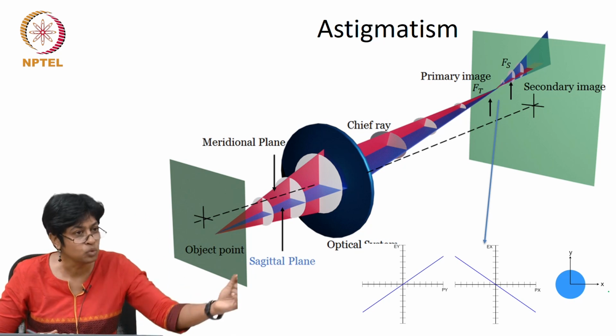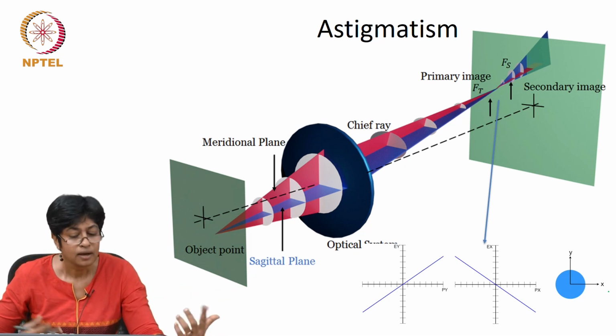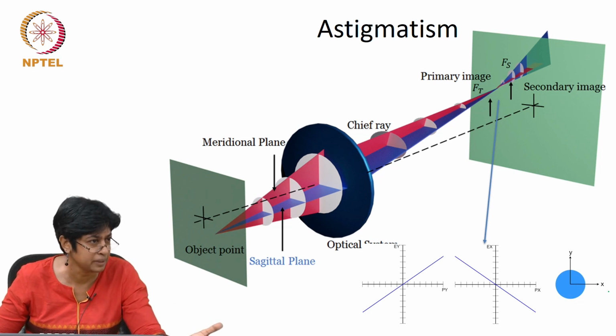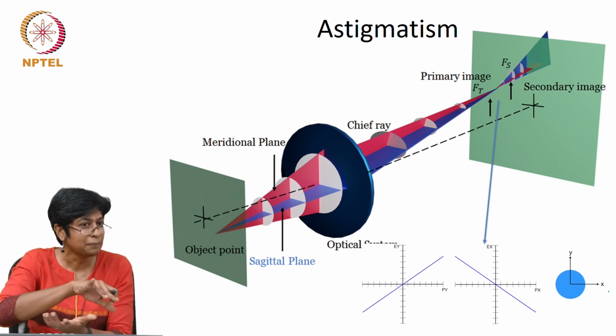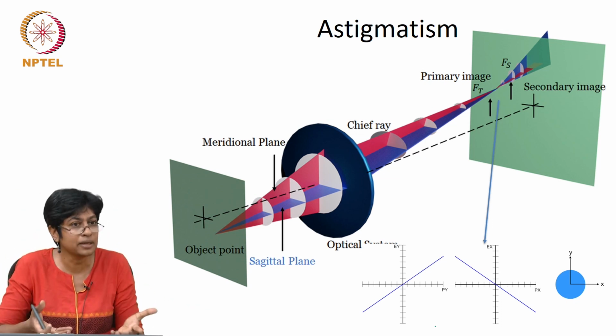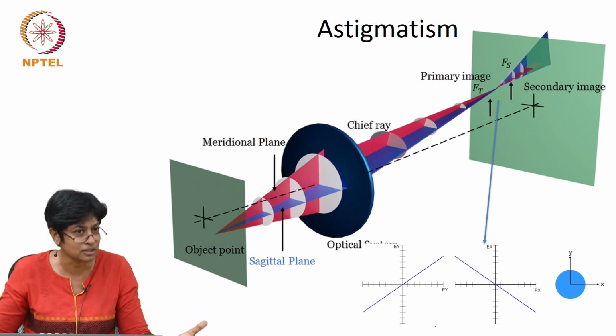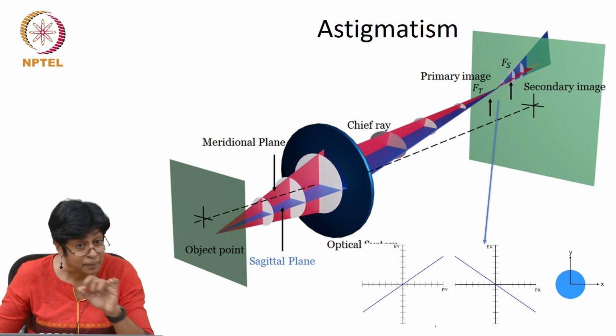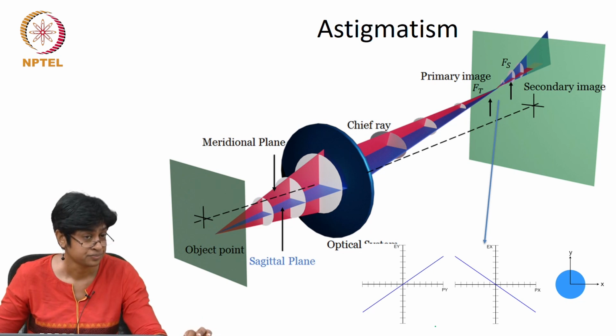The moment I move to an on axis point, I cannot tell the difference between the meridional and sagittal rays. You should be able to see that. I can always rotate my object, and what I'm calling meridional and sagittal, I can interchange that, right? So for an on axis point, if my lens is symmetric, there is no question of having astigmatism, right?